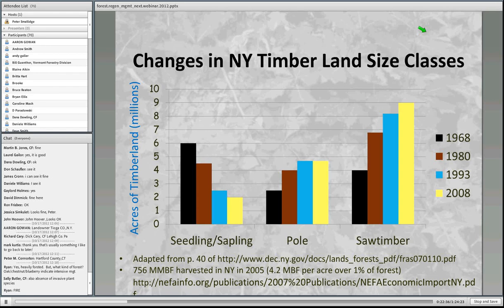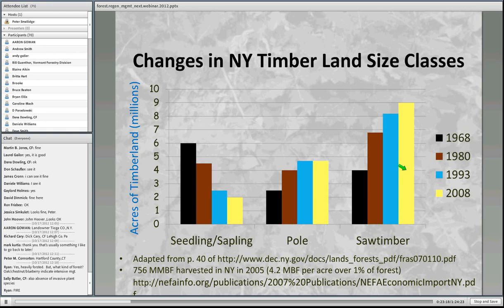Those agricultural lands had essentially been abandoned, and the conversion of agricultural land to forest land had largely subsided by the mid-1950s. The infusion of early successional agricultural land was starting to decline. And so the abundance of seedling saplings decreased through time up until 2008, where we're down to about 2 million acres of seedling sapling. And as you well know, as those seedlings and saplings get bigger, they grow into larger size classes. And now we have about 9 million acres of forest land that is classified as saw timber.